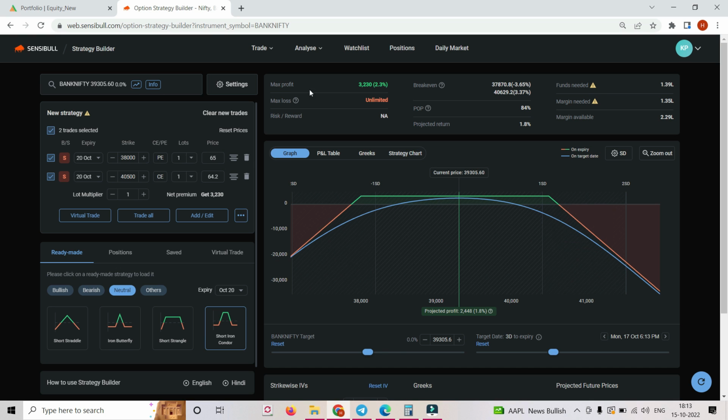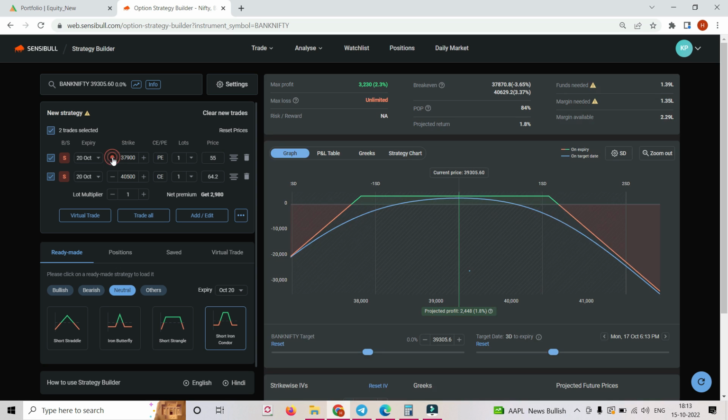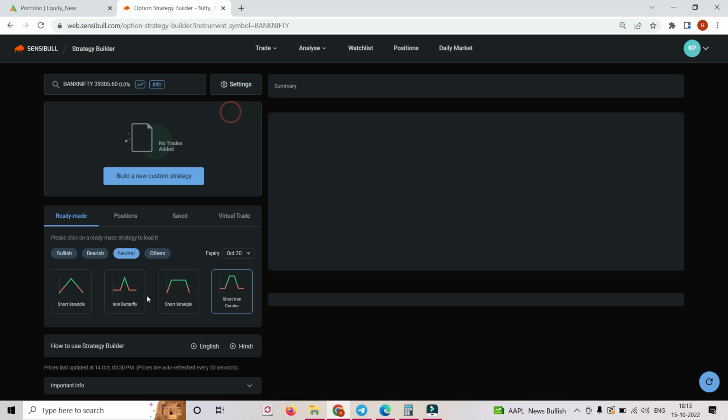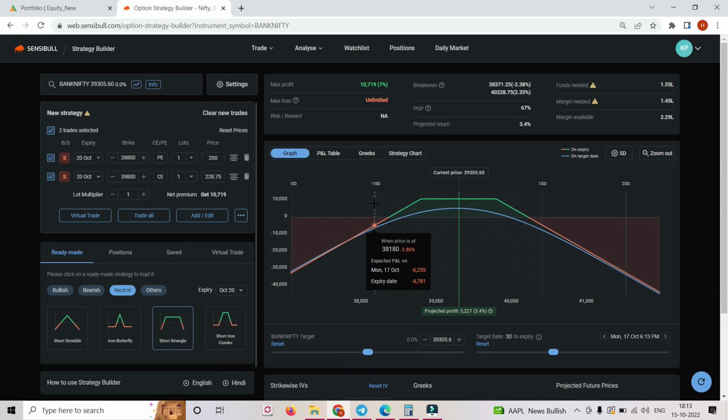Still I'm not okay, because my expectation is like 1% or 1.5%. Let me go down and let me go up. Okay, this stands perfect. So I have a safety of almost 3.83% and almost 3.55%. What people usually do is just go here and go for the ready-made Strangle.